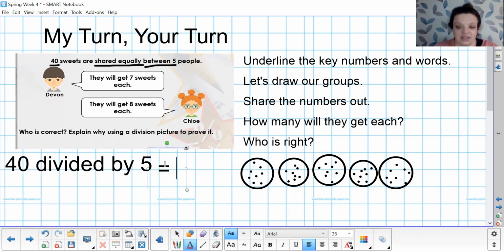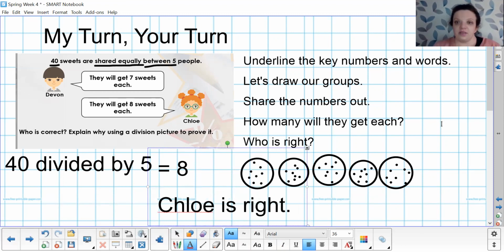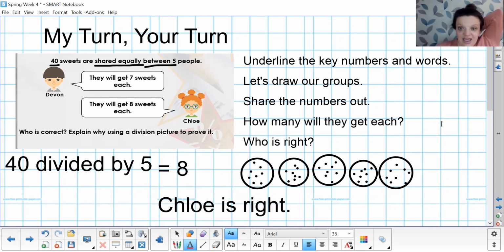So who is right? It is Chloe. Chloe is right. Well done, Chloe. Fantastic. Okay, now another way we could have worked it out is we could have counted in 5s to 40 and seen how many groups we would need. So 5, 10, 15, 20, 25, 30, 35, 40, 8. Still Chloe would be right.